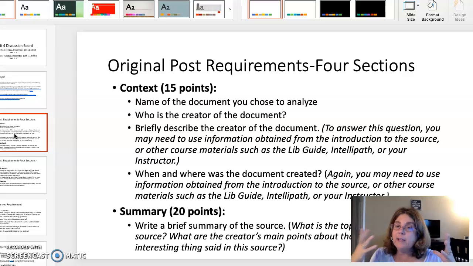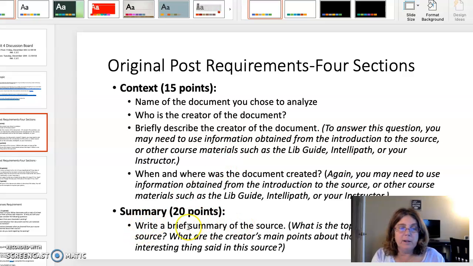Okay, so again, this is broken up into several sections. Unit 2 DB had 3 sections. This one has 4. We're just building on what we did in Unit 2 discussion board, so don't be so intimidated. Firstly is the context section, worth 15 points. Name the document you chose to analyze. Who is the creator of the document? Briefly describe the creator of the document. When and where was the document created? Okay, that's the context section, worth 15 points.